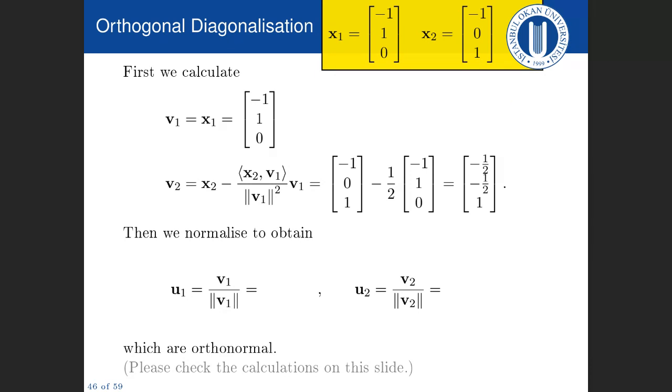What is the norm of V1 squared? Minus 1 squared plus 1 squared plus 0 squared is 2. So this number here is just going to be 1 over 2. X2 minus a half V1 gives us our answer: minus a half, minus a half, 1.